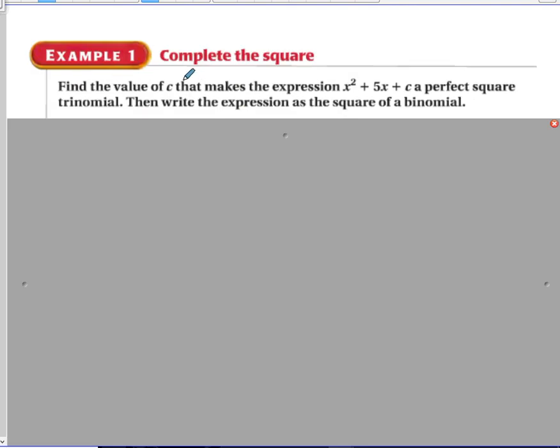It says find the value of c, so that last term, that makes the expression x squared plus 5x plus c a perfect square trinomial. Remember, a perfect square trinomial is something like x plus 4 squared. That's considered a perfect square trinomial in factored form. So we are going to write our equation, and then we're going to get it into this form.